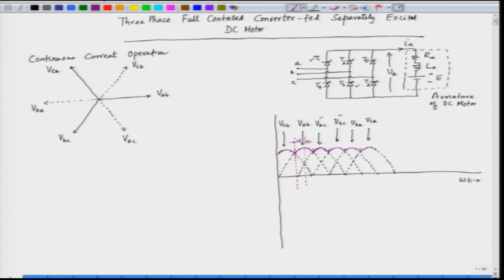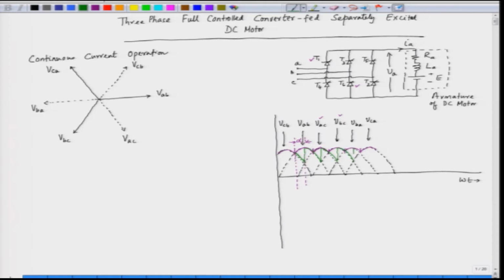Now, when we delay the triggering angle, the output voltage will be like this. This will be delayed actually. So, instead of following this violet color pattern, it will follow the green pattern. Similarly, from this instant we delay the triggering angle. So, the output voltage will look like this.